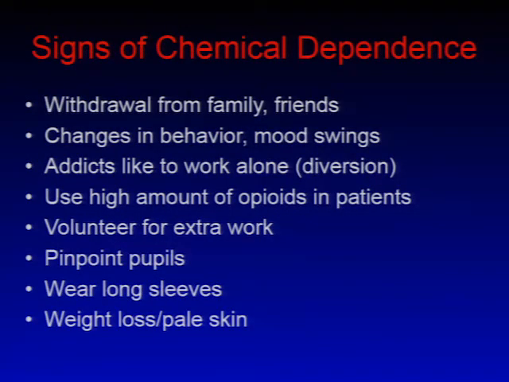Signs of chemical dependence. Again, this should be a freebie question for you guys on this exam, but since it was a keyword, things that you would tend to see would be withdrawal from family and friends, changes in behavior and mood swings. Usually addicts like to work alone because it's easier to divert drugs. They use a high amount of opioids in their patients. They volunteer for extra work, and this just gives them better access to the drugs. Physical signs that you may see include pinpoint pupils, wearing of long sleeves to hide needle marks, weight loss, and pale skin. So I would hope in this exam, which could have a lot of hard questions, that you should be able to get this one.